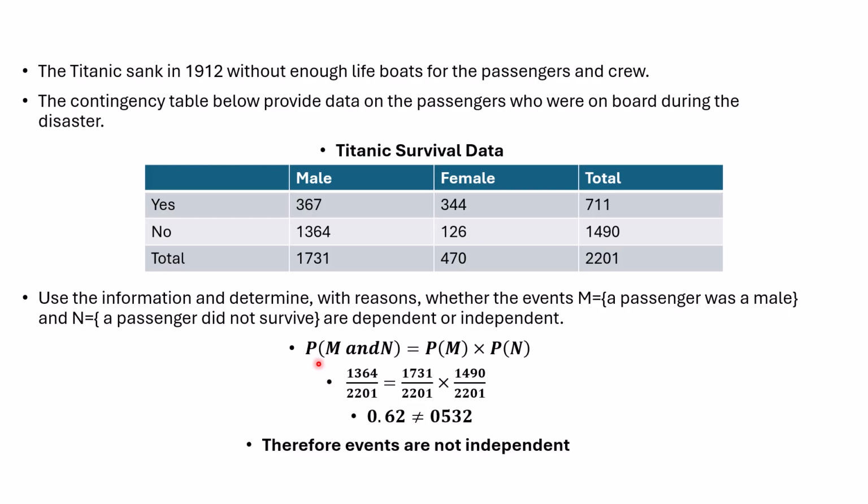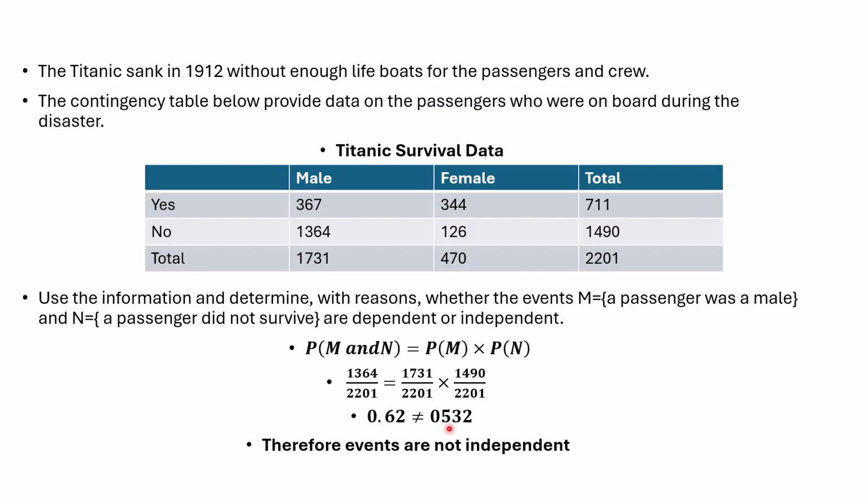So if you look at the probability that you are male and did not survive, it must equal the probability of being male on its own times the probability of N. Right, so male and N, there where the two meet, is 1364. So I have 1364 out of the 2201 passengers. For the probability of male, I have 1731 over 2201, and then for not surviving, I have 1490 over 2201. If I multiply these two out, I get 0,532. If I simplify this, 0,62.